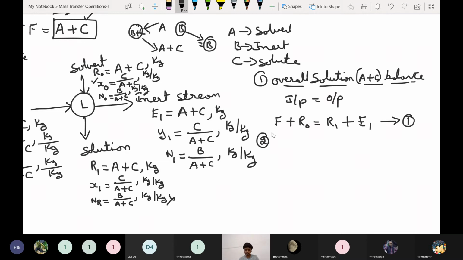Then the solute balance. When I say solute, you have to remember its notation scheme. Solute is indicated with C.